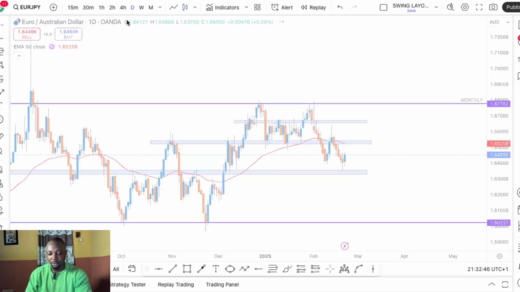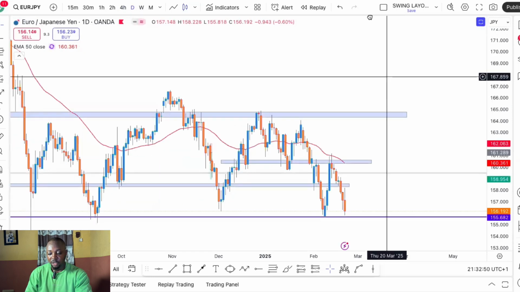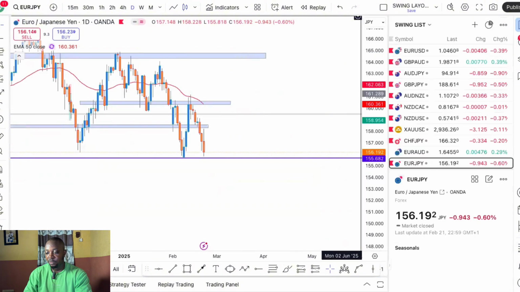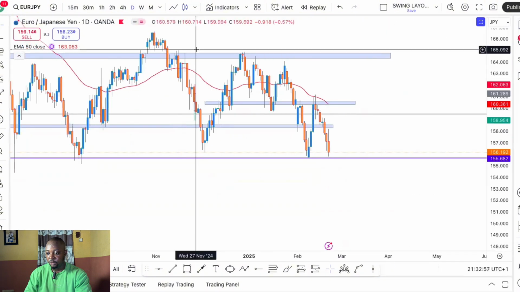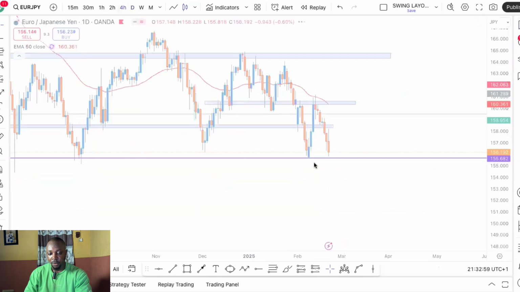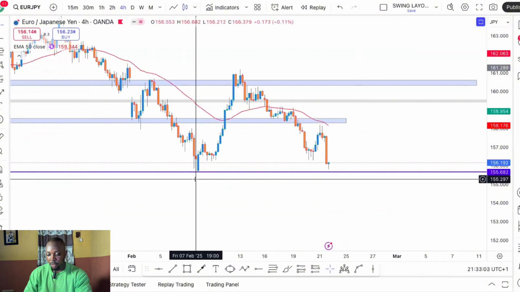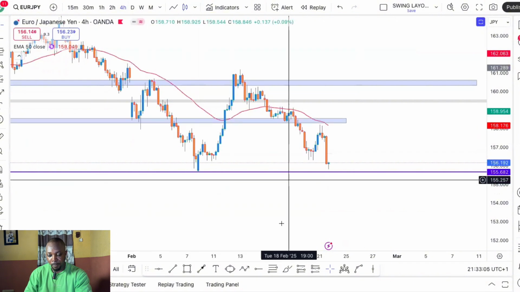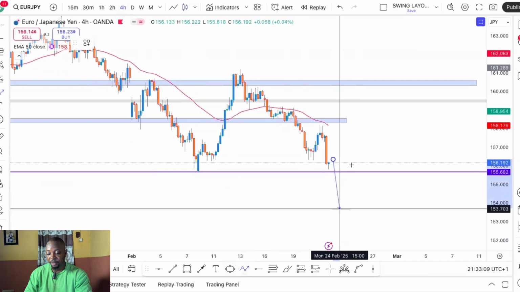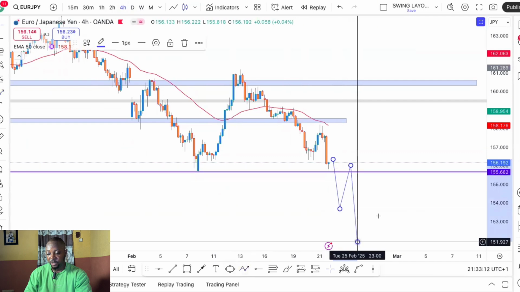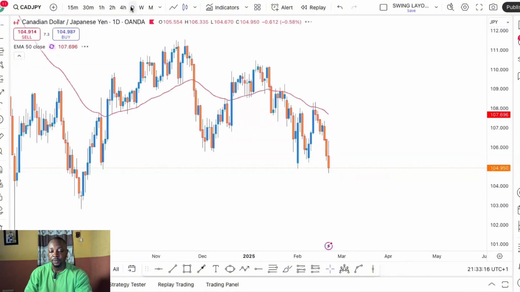Euro AUD, let me just take this off. I'm really interested in this. Euro JPY has already played out. But the only thing I can see here is the break of this level, retest, reject. So we're going to be bearish on Euro JPY.